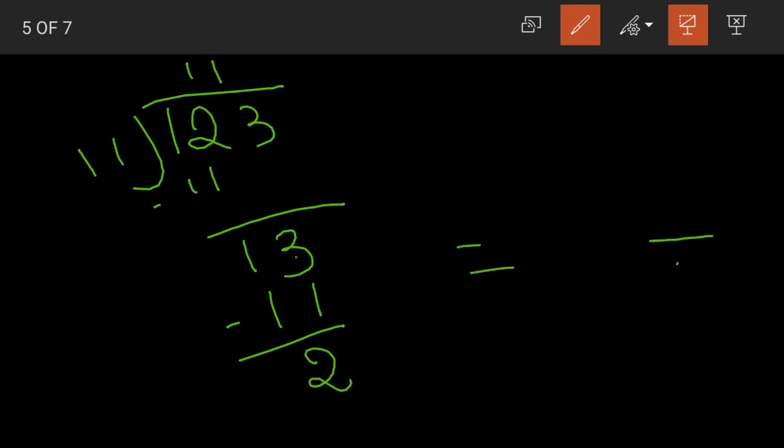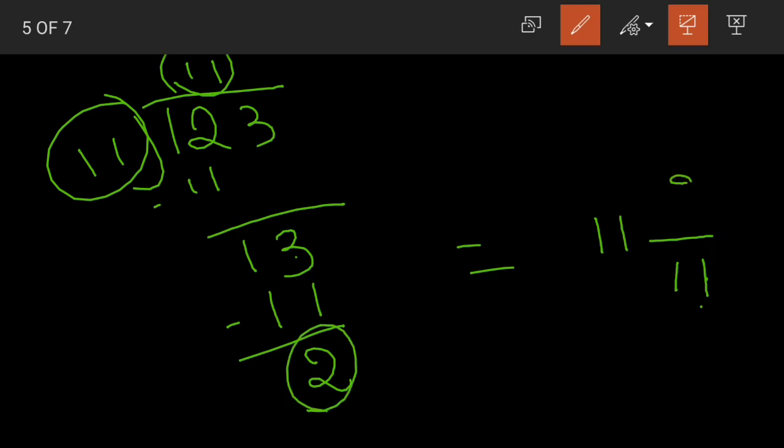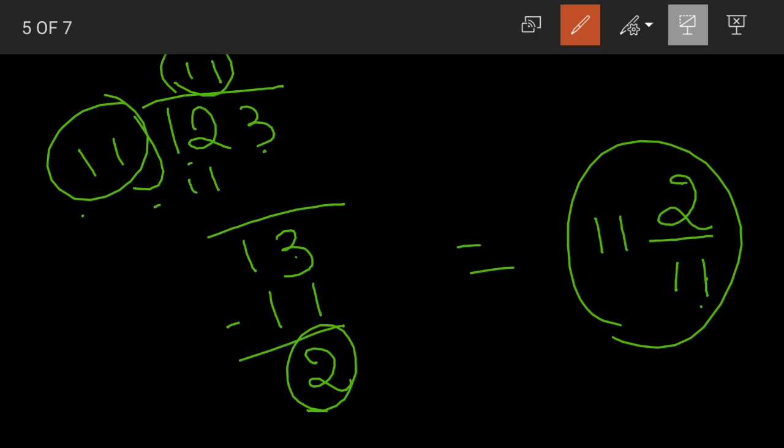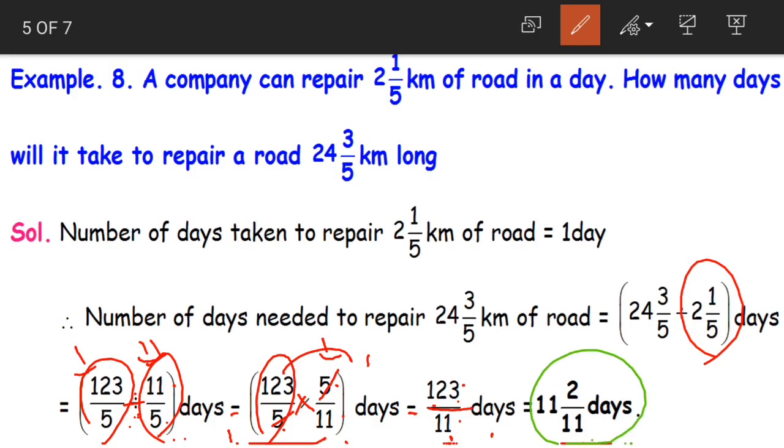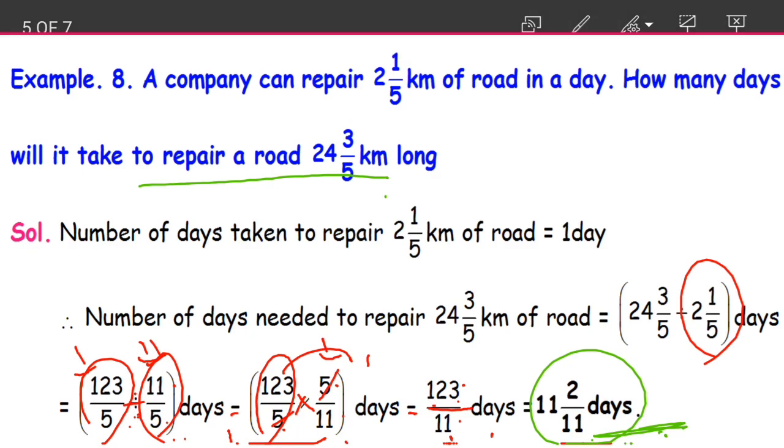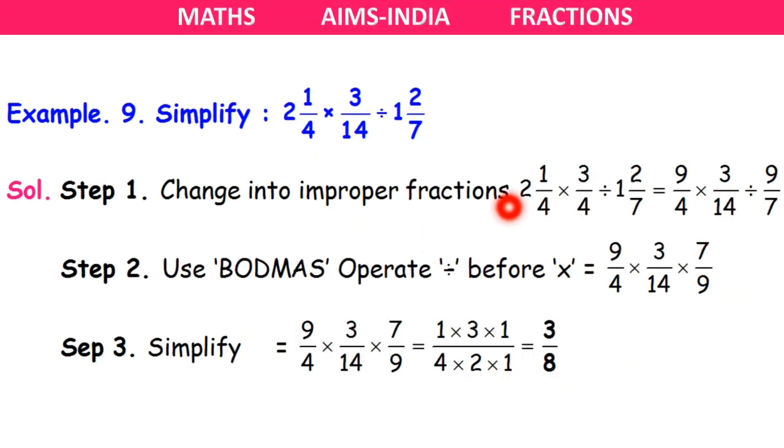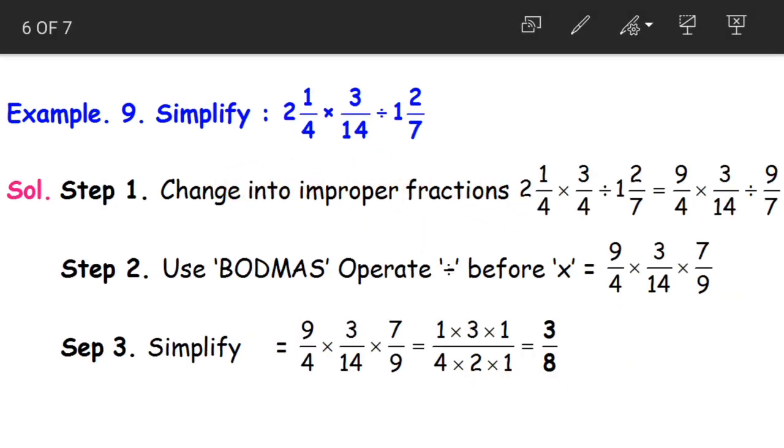So what will our fraction be? 11, the divisor, as the denominator here. The quotient 11 will be written as the whole number part, and the remainder 2 will be written as the numerator here. So 123 by 11 can be written as 11 2 by 11 days. This is the total number of days it will take to repair a road 24 3 by 5 kilometers long. Clear students?